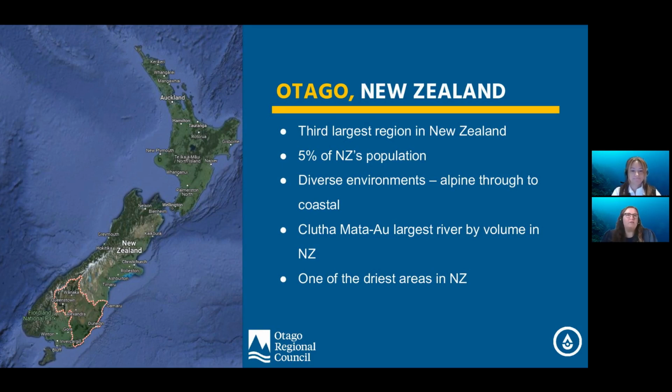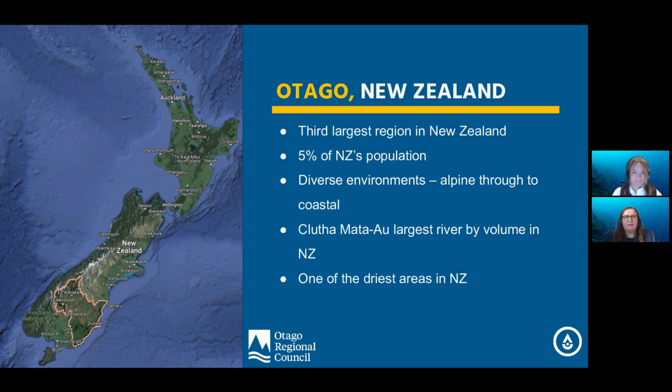So Otago's region in New Zealand, located near the bottom of the South Island. So we span from the Southern Alps in the west all the way through to the east coast. It covers a fairly diverse range of environments. It's the third largest region in New Zealand by area size. And so we've got some alpine areas, we've got some fairly sizable lakes, we've got the largest river in the country by volume. And then, yeah, spanning through to the coast, we've got some stunning beaches and things as well.